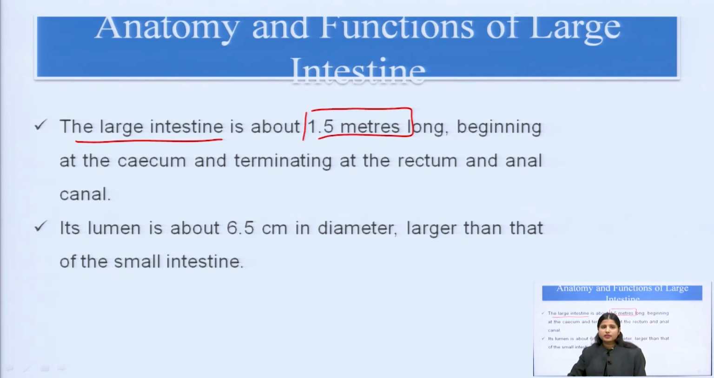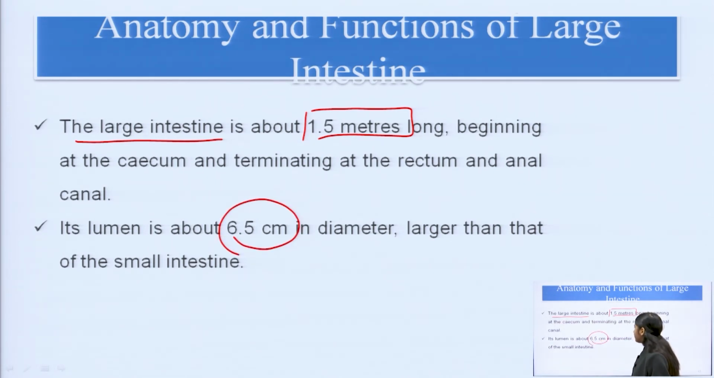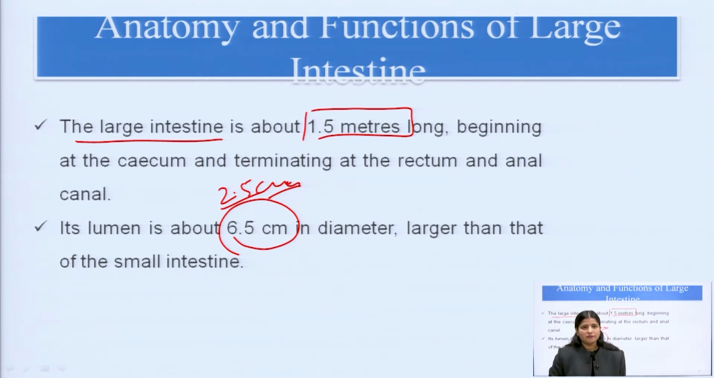We will see the comparison between the length of the small intestine and the large intestine. Which one is longer? The small intestine is longer. Then why do we call it the large intestine? Just because of the diameter. The diameter is approximately 6.5 centimeters. And what is the diameter of the small intestine? I told you it was nearly 2.5 centimeters. So the diameter is more, that's why we call it the large intestine.